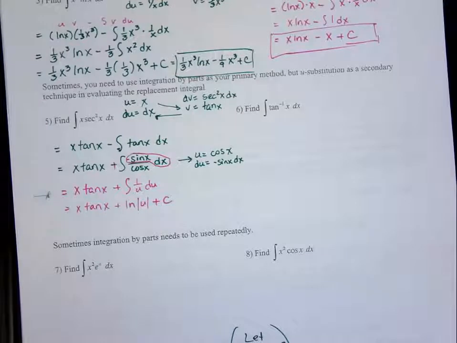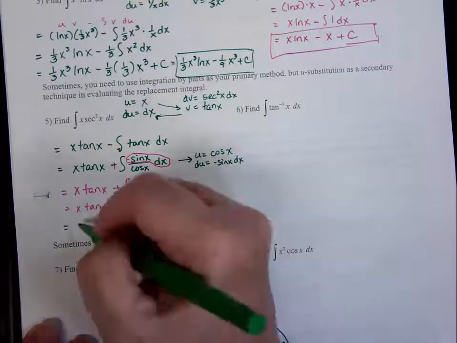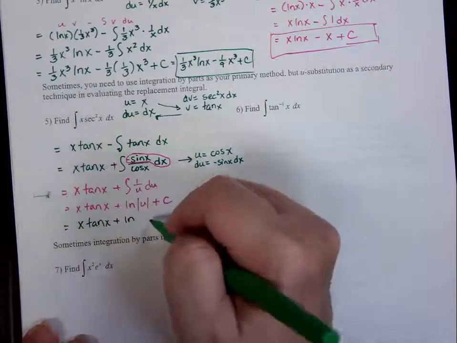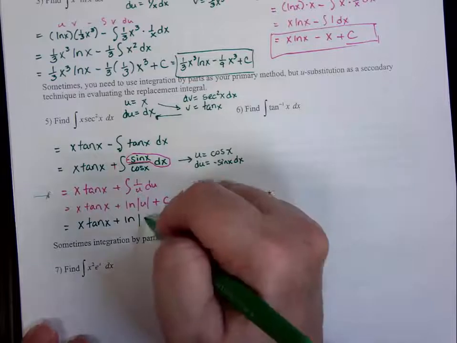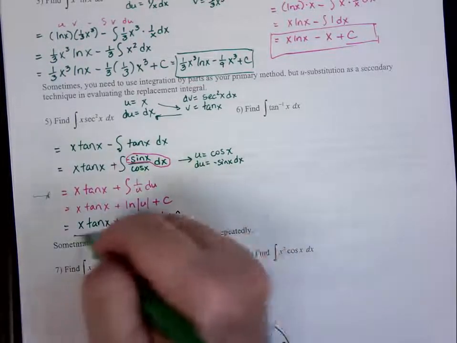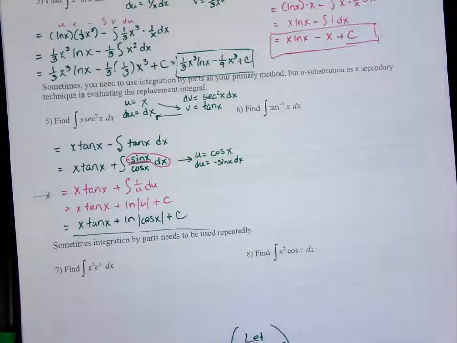But that is not finished because it's got x's and u's in the same line. It needs to be all the same variable. So put in your u. I'm going to change the u back. So x tan x plus ln of the absolute value of cosine of x plus c. And now I'm done. That doesn't happen all the time, but it happens occasionally.